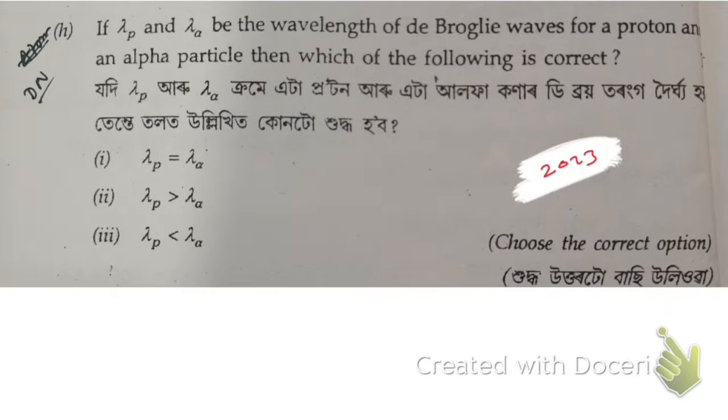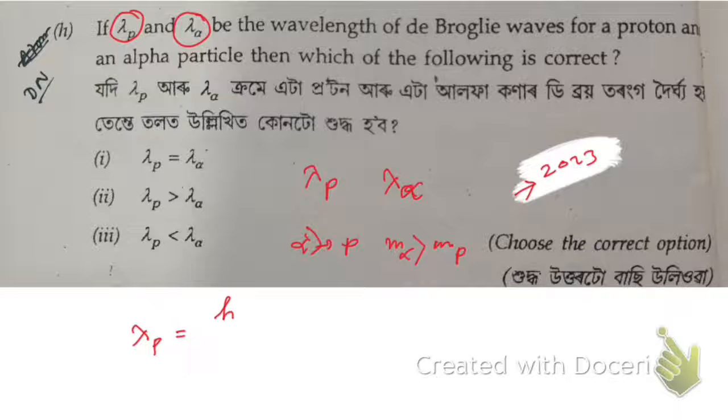So here you see, this one was asked in 2023. So here lambda p is the wavelength of proton and lambda alpha is the wavelength of alpha particle. Now alpha particle is heavier than proton, that means mass of alpha particle is greater than mass of proton. Now we know that according to de-Broglie, the wavelength of proton will be given by h by momentum of proton, that means mass of proton into velocity.